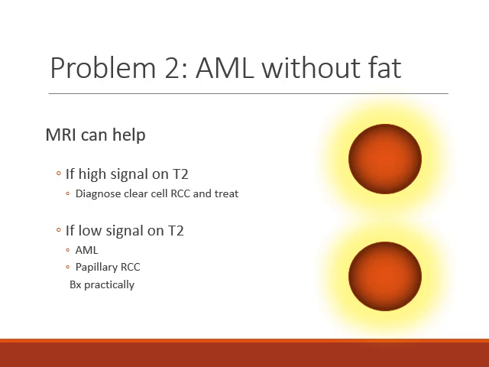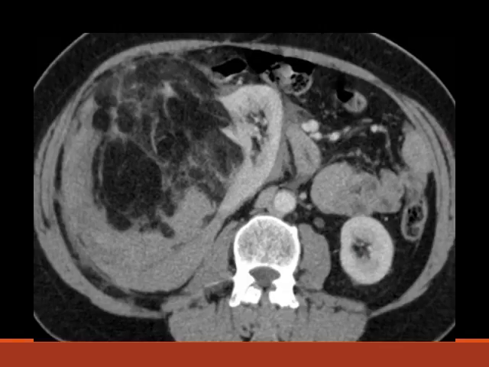Some books do say that if it's high signal on T2, you can go ahead and treat it as a clear cell RCC. Practically in the real world, they pretty much all get biopsies. Here's a nice example of an AML, and you can see the macroscopic fat within the lesion.